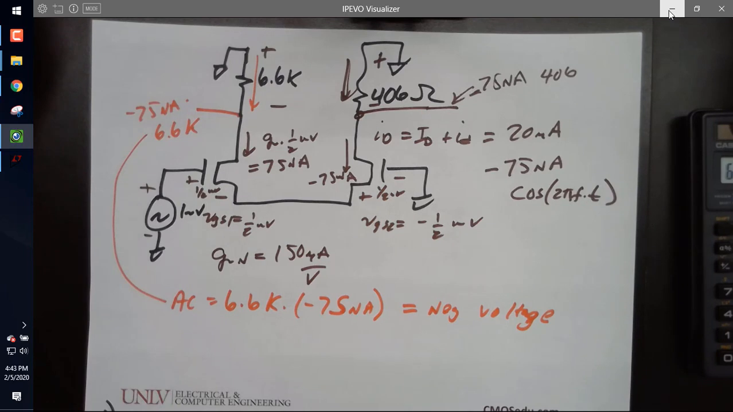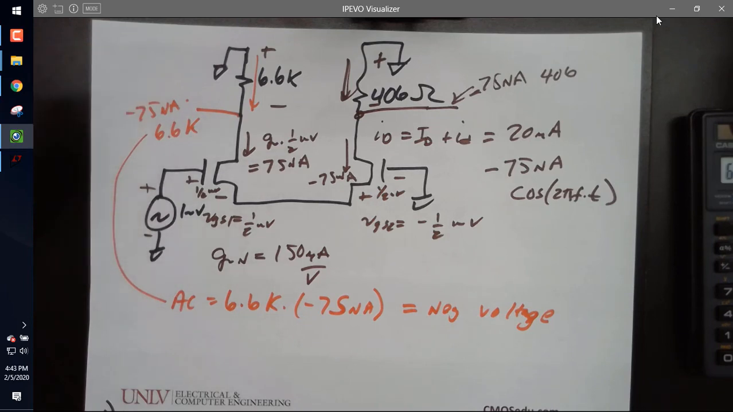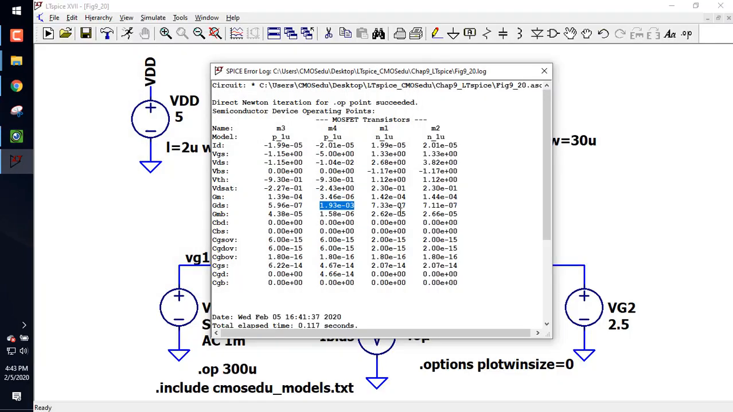Does everybody see how, before I waste a lot of time and chase my tail trying to figure out what's going on, I'm going to go look and see how the small signal parameters compare to my hand calculation. Looking good? Any questions?